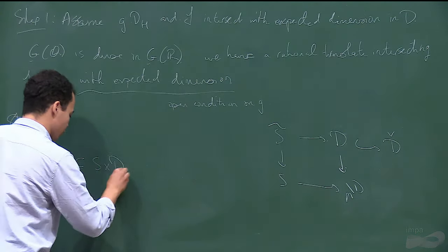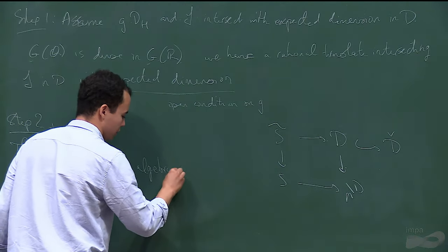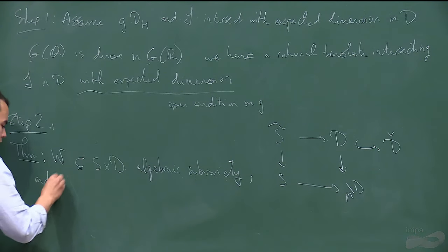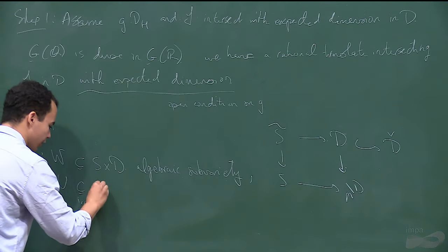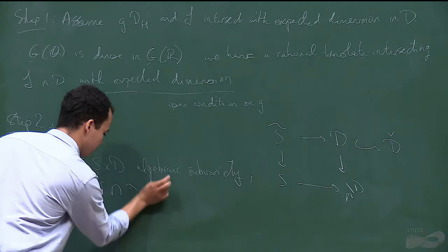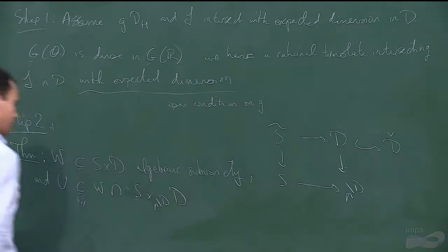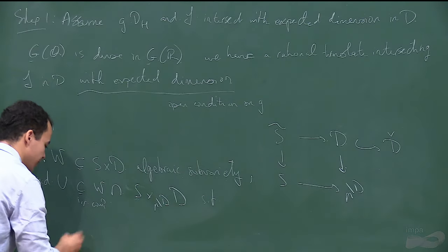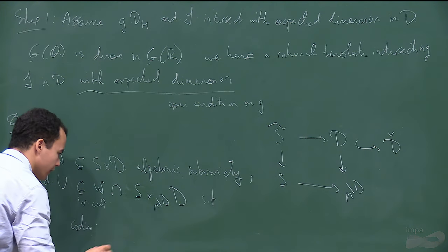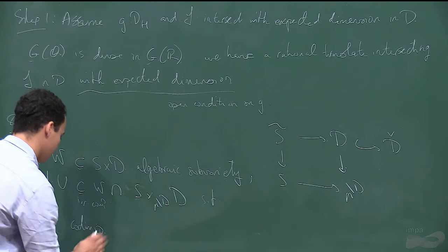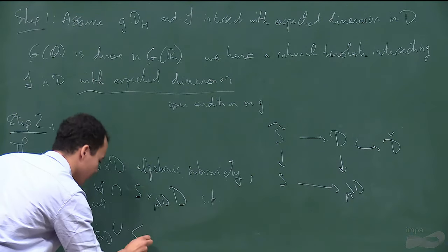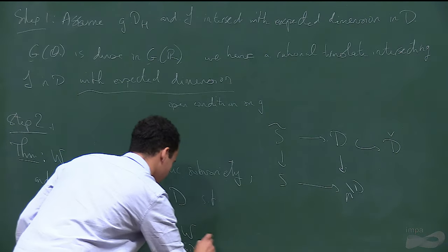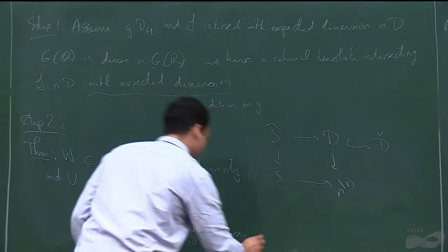inside of S cross D, an algebraic subvariety, and you take U to be an irreducible component of the intersection of W with the graph, this graph here, okay, irreducible component. And you assume that this intersection with the graph is actually atypical, so that it has bigger dimension than expected. So you can write it like that: the dimension of U is smaller than the codimension of W in S cross D plus the codimension in S cross D of the graph.